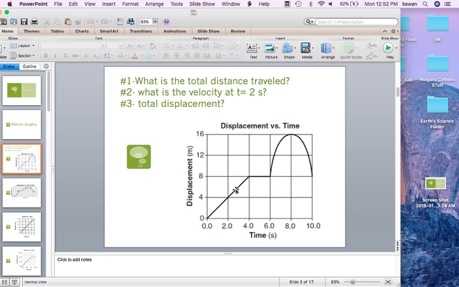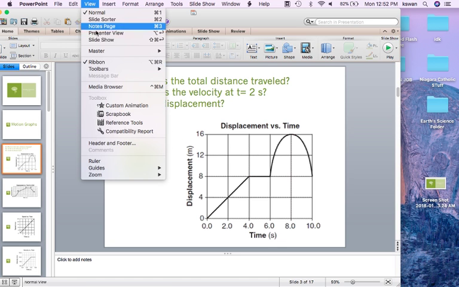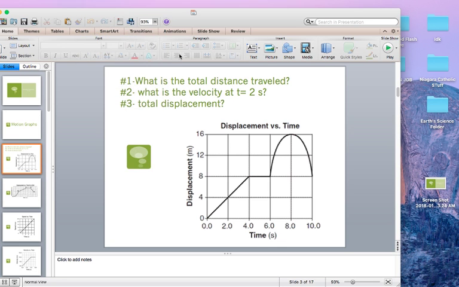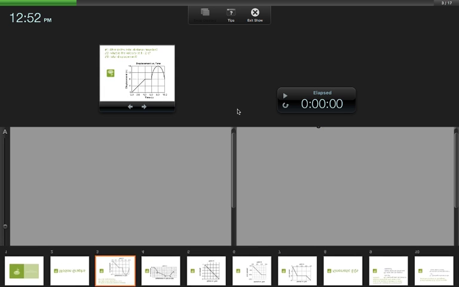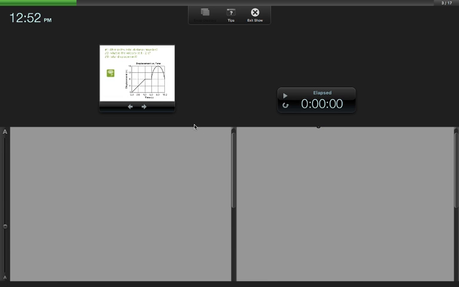Wait, what? The total distance is 24 meters. Oh, fine. I'll do it so I can write on it. Hang on. Nope, not that.